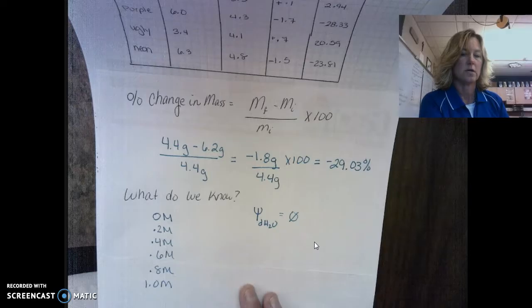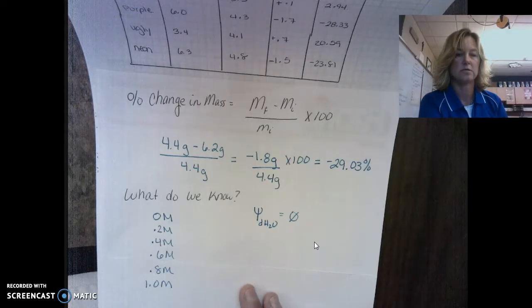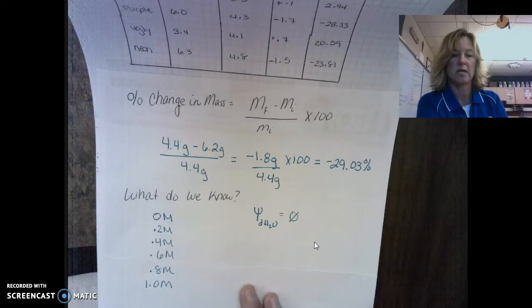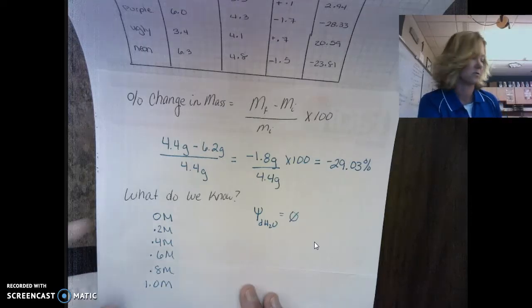So if I take a cell and put it into distilled water, we know that the water, from high to low concentration, is going to move from pure water into the cell. And so it should have our greatest change in mass. Again, if I take a cell solution with a certain concentration, anything above 0, and put it into 0, it is going to move from pure water into that solution.